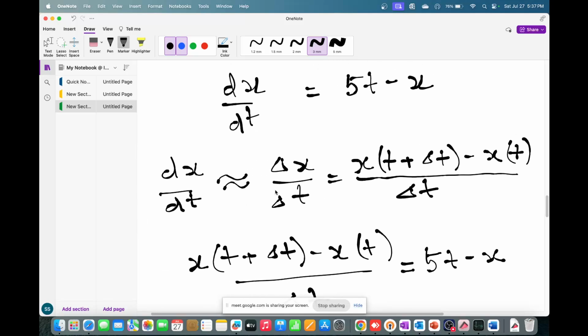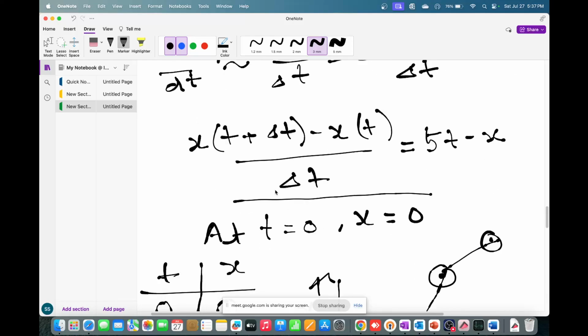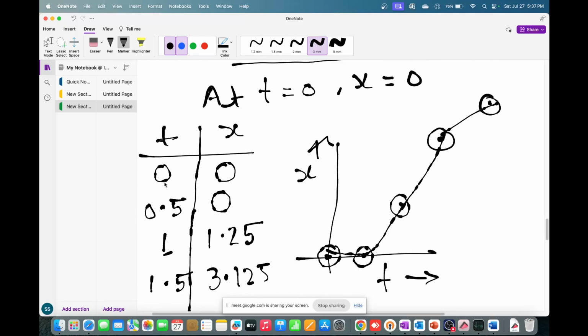So all of them, basically what it does is you calculate the value of your dependent variable x based on the value of your independent variable by slightly increasing it.